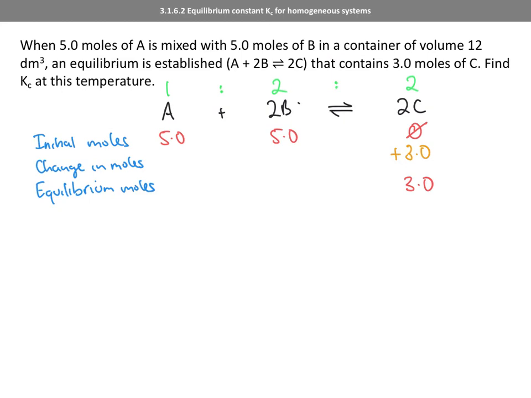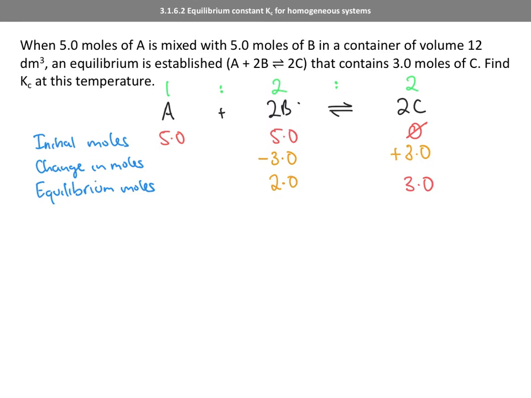So that means to make 3 moles of C, I must have used 3 moles of B. That means, though, that we used it, so that's why we're using a negative value, so it's decreased. The change in moles is a decrease of 3 moles. And that now gives us the equilibrium moles of B, so 2.0, so 5 minus 3 is 2.